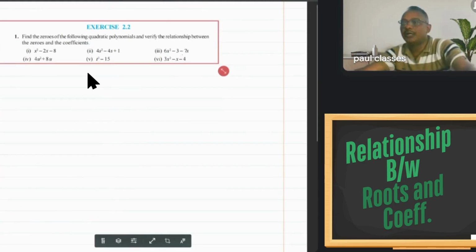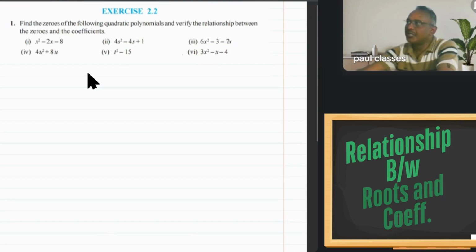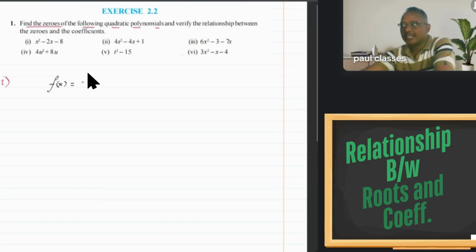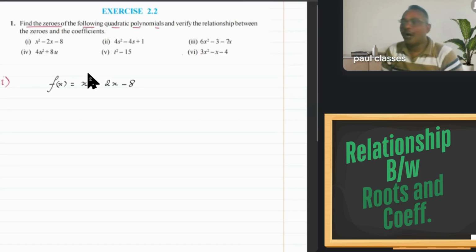Just one question I'll do and you try to solve the others. If you have any problem, nothing to worry, I'll help you. There is one question, number 1 of this exercise. Question is, find the zeros of the quadratic polynomial x square minus 2x minus 8. How to find the zeros, children? You will put x square minus 2x minus 8 as 0.